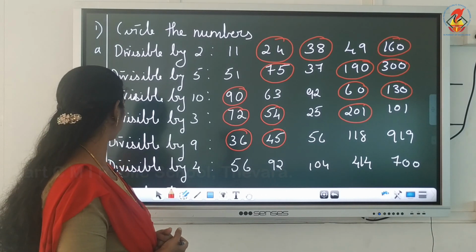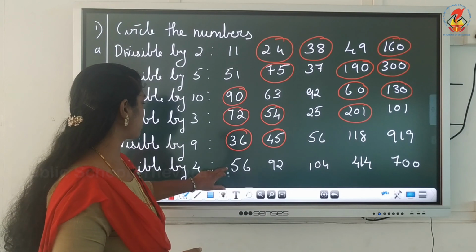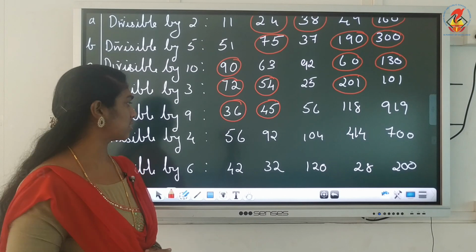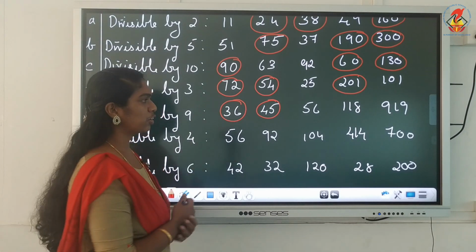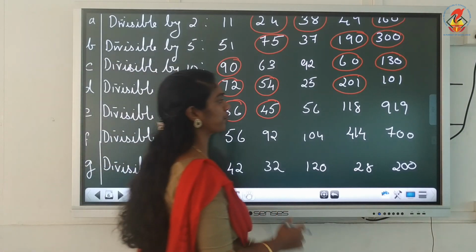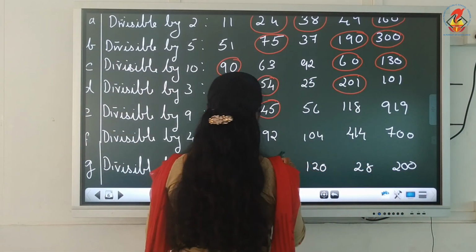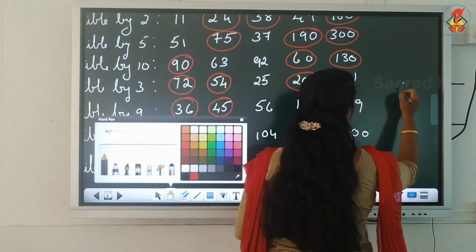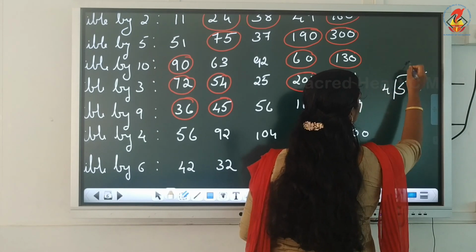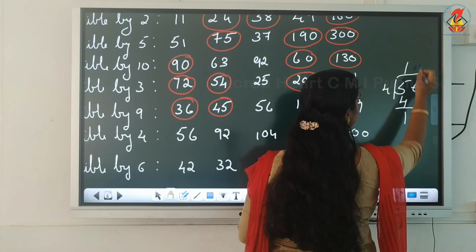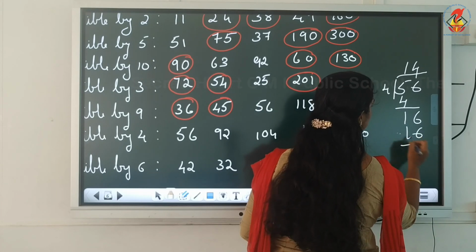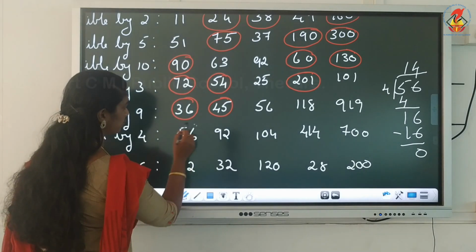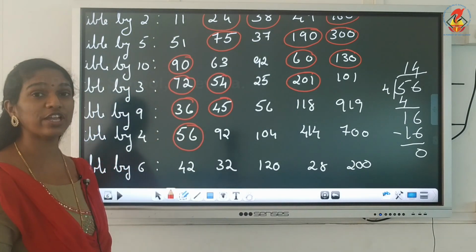What is the condition for 4? What is the condition for 4, children? Last 2 digits, isn't it? Now here 56. You can divide and see whether 56 is divisible by 4. You can show it over here. 56 you divide by 4, what you get? 1 times 4, when you minus you get 1, bring down 6, yes. 4 4s are 16, when you minus you get 0. So I can say 56 is divisible by 4.